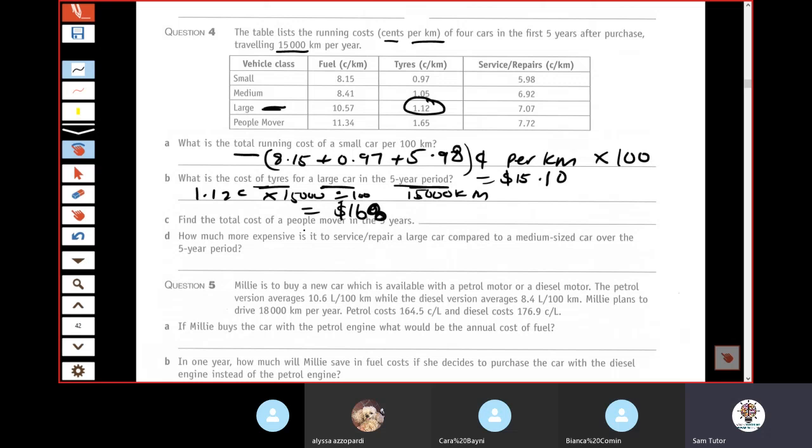Find the total cost of a people mover in the 5 years. Again, you're going to do the same thing, but for 5 years. So 11.34 plus 1.65 plus 7.72, times by 15,000. Then don't forget, divide by 100 to get into dollars. Give me an answer for that one.